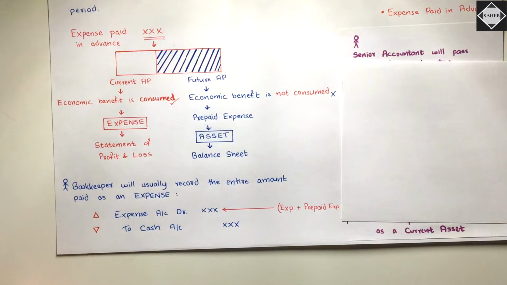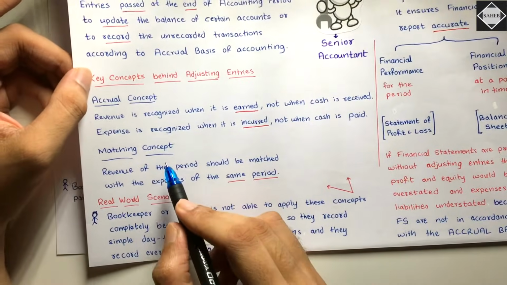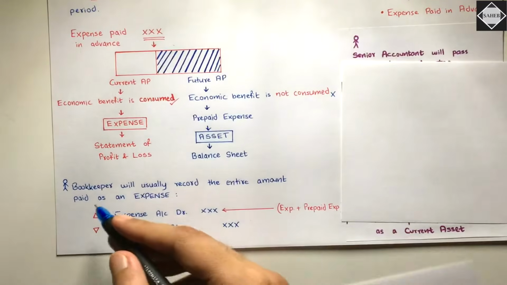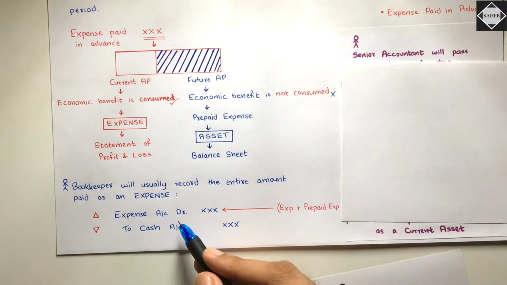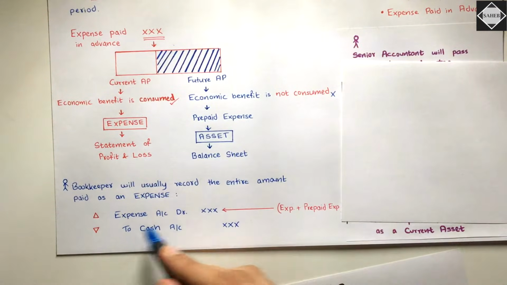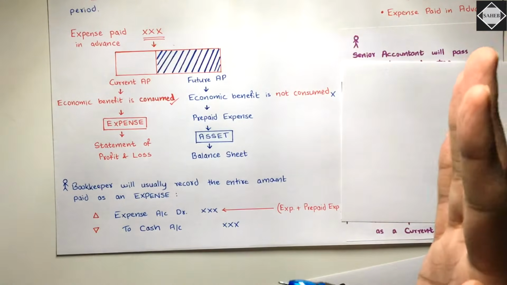I told you, in explaining the concept of adjusting entry, also see here, the bookkeeper or cashier will not follow the accrual and matching concept. He did not follow the matching concept, isn't it? He debited the entire expense account. All 3 months rent has been debited over here. He was just supposed to debit 1 month's rent. Because of this, what will happen now? In the trial balance there will be 3 months rent, which is not correct.